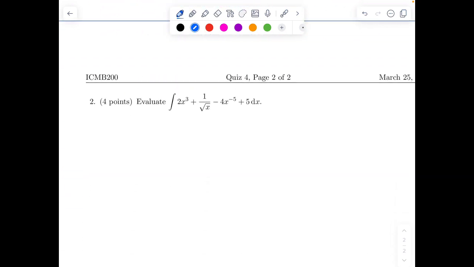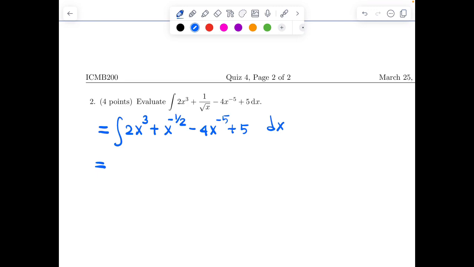Okay, so the second problem here is the integral problem. We want to integrate with respect to x, and there are 4 terms. So we have 2x to the power 3 plus 1 over square root of x. I'm going to rewrite this in terms of power. So it's x to the power minus 1 half minus 4x to the power minus 5 plus 5.